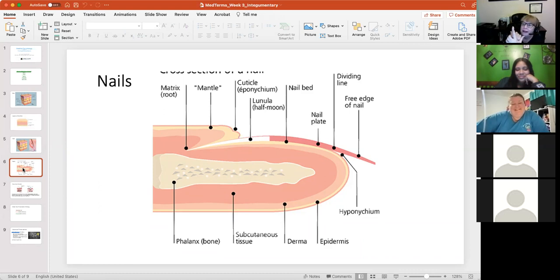Okay. The mantle is this part of your skin that secures the root of the nail, known as the matrix. Not the matrix with Keanu Reeves. This is a different matrix. Okay. All right. Any questions so far?